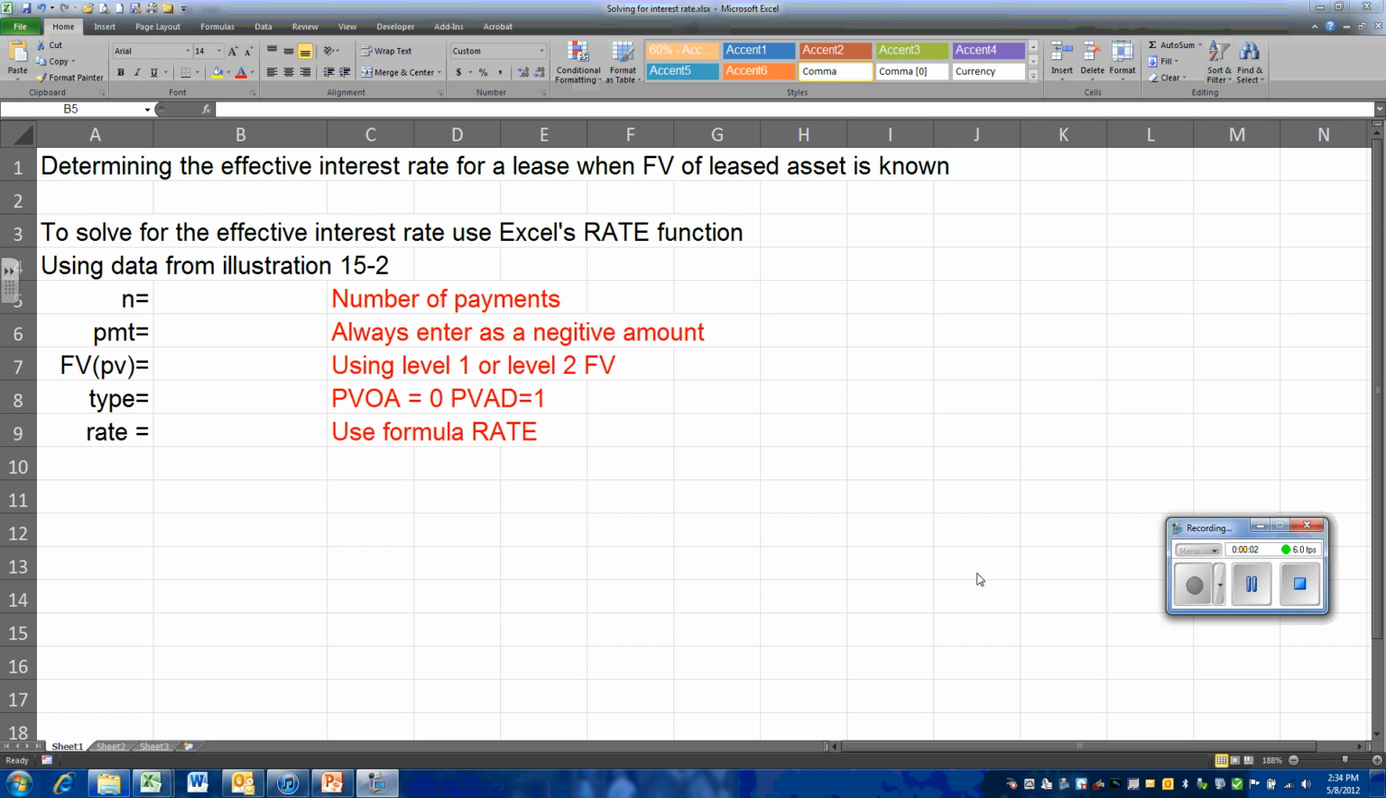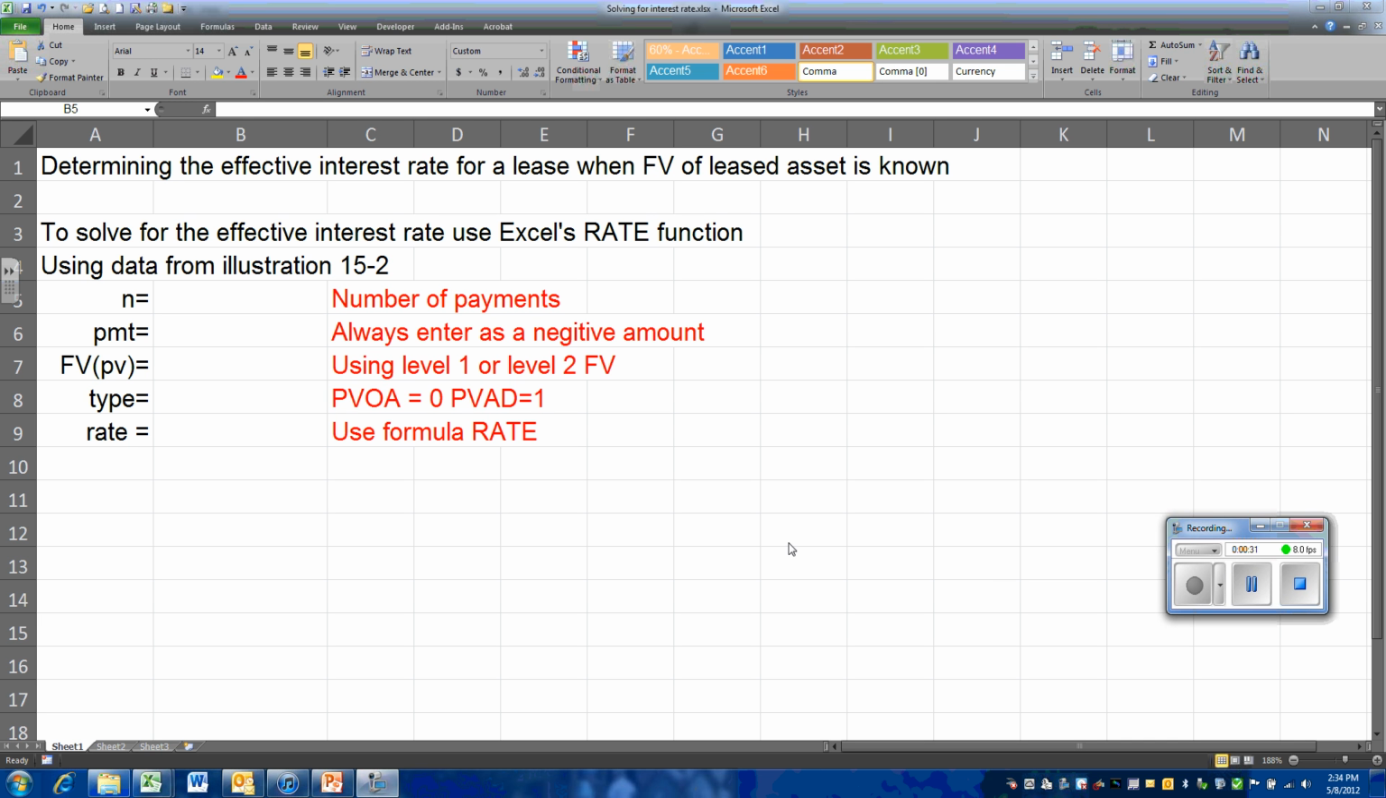In this video, we're going to be using Excel to determine the effective interest rate of a lease when the fair value of the asset is known. This will be useful for accounting for the lessee, the person who is leasing the asset. The lessor, of course, will know the implicit amount of the interest rate that went into building the lease agreement.